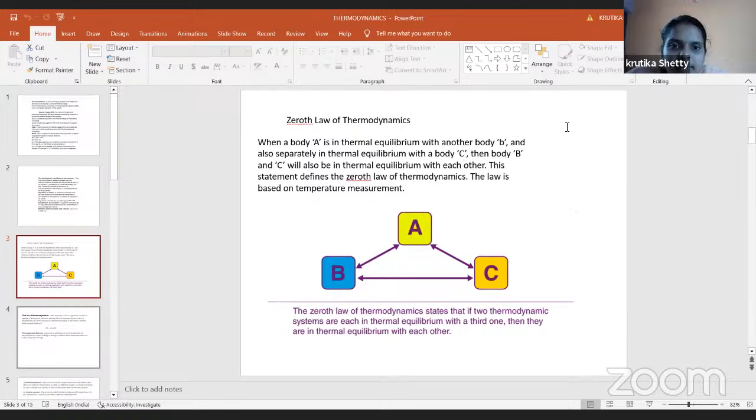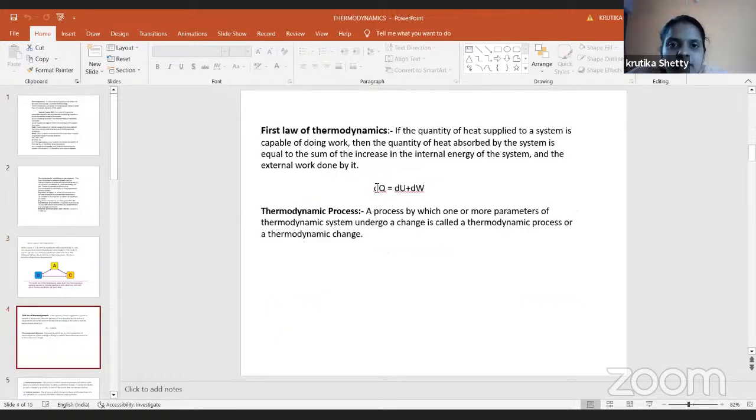Okay, next, the first law of thermodynamics. The equation you can see is delta Q is equal to delta U plus delta W. Here U is the internal energy, so delta U is the change in internal energy. dW is the work done, and dQ is the heat required.